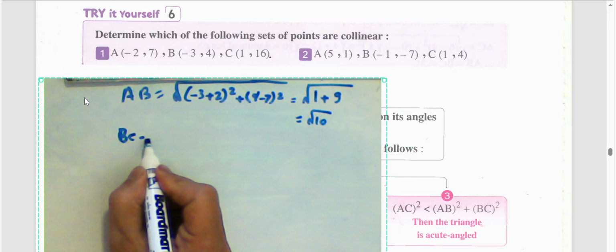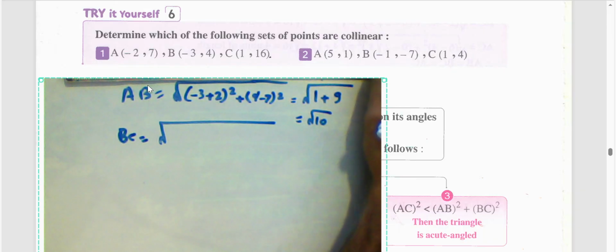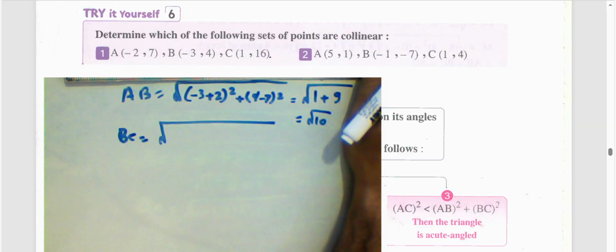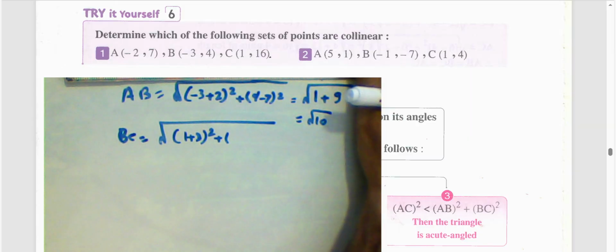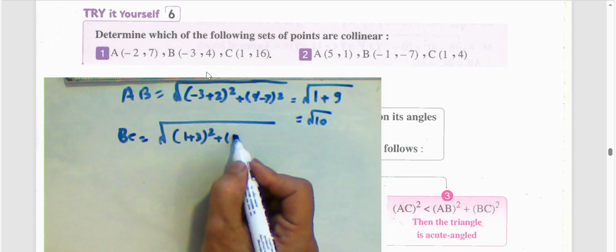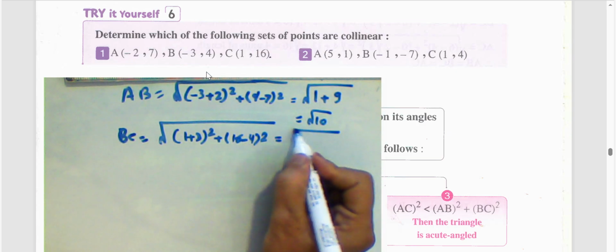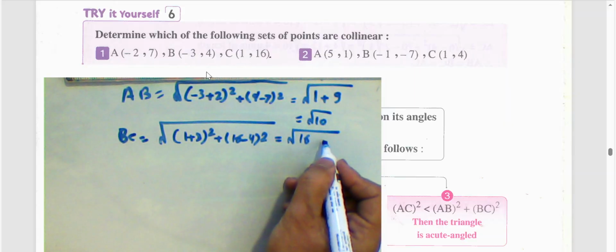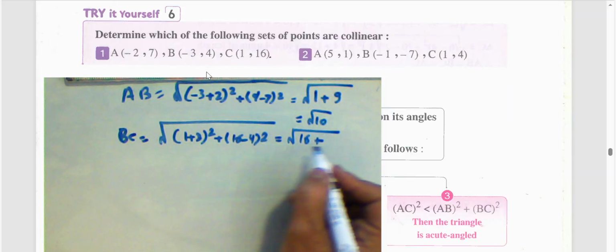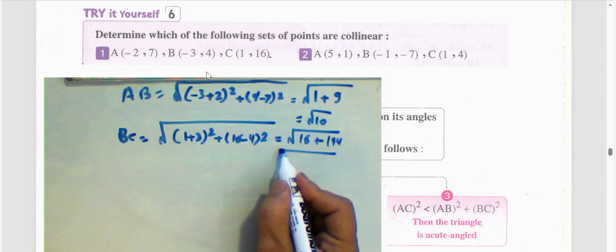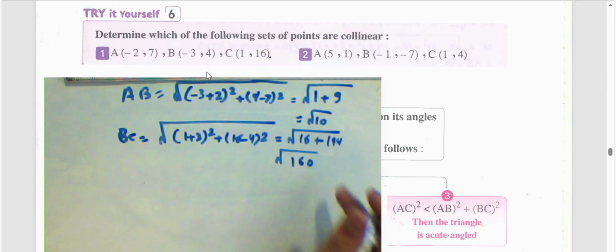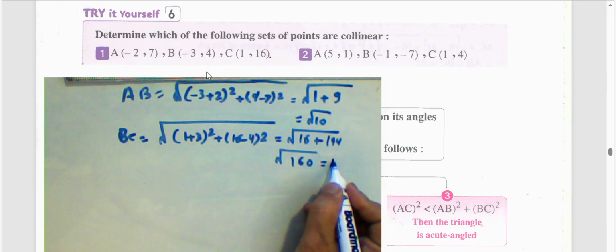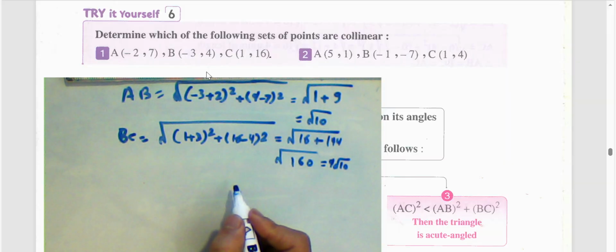And what about AC? We can write 1 minus minus 3, it will be 1 plus 3, power 2, and 16 minus 4, power 2. 1 plus 3 is 4, 4 power 2 is 16. 16 minus 4 is 12, 12 power 2 is 144. 144 plus 16 is 160. Square root. The result will be 4 square root of 10.